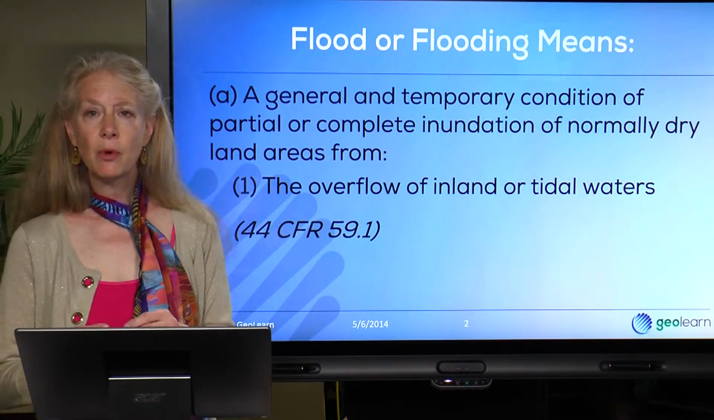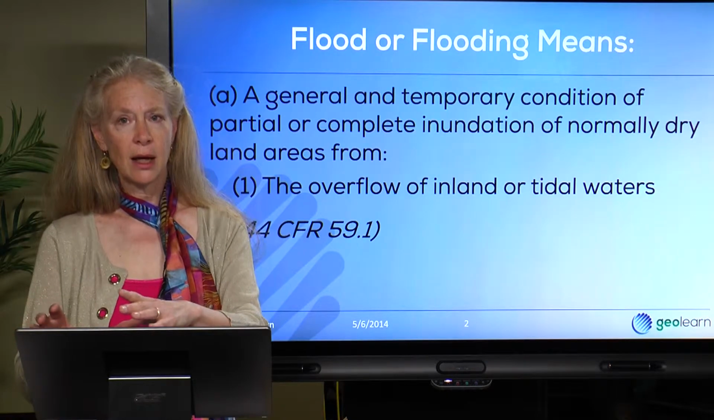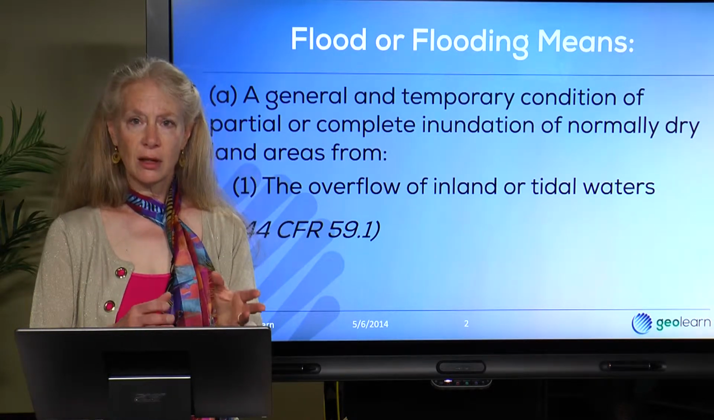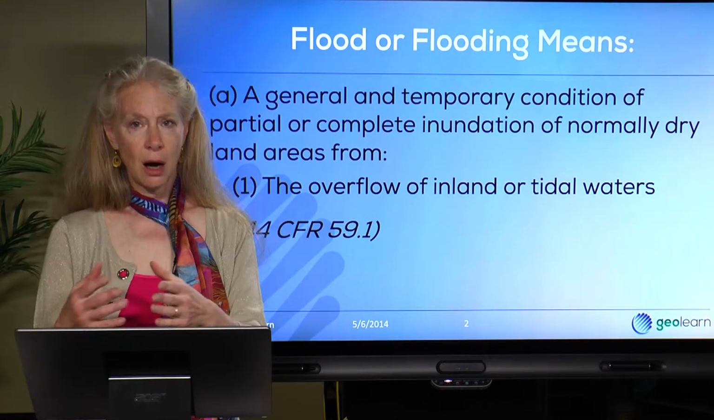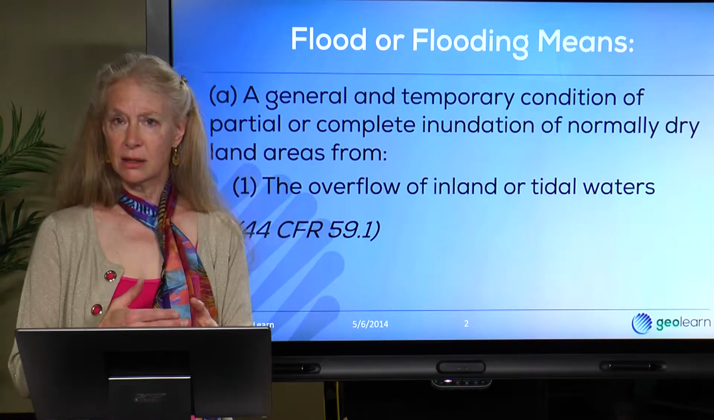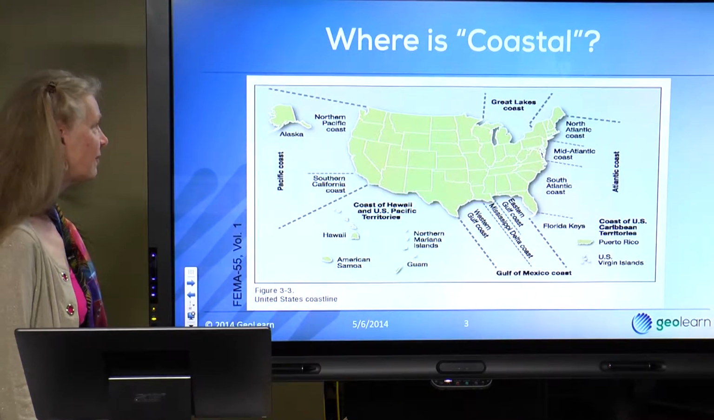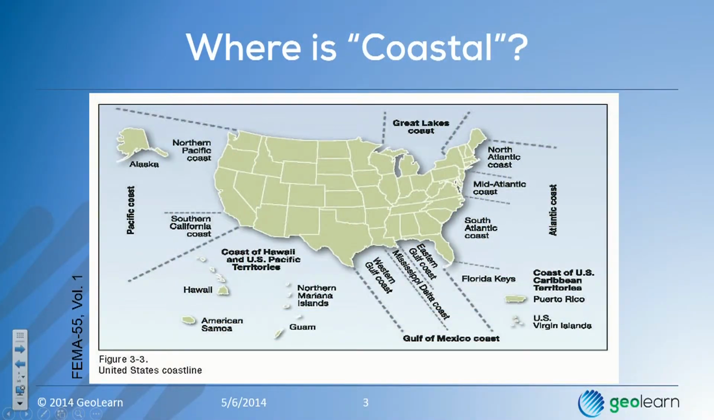Now we need to remember that not all tidal waters are on the coastline. We have tidal rivers that are not considered to be coastal areas. And we also have coastal areas that are not necessarily going to be tidally affected. So first of all, we need to define where is coastal. What does that term even mean? What does it refer to?